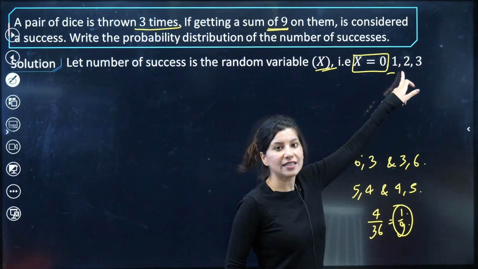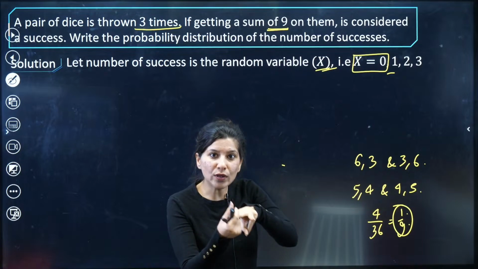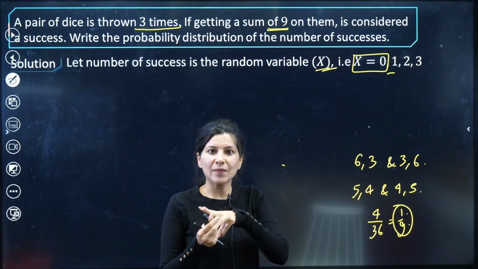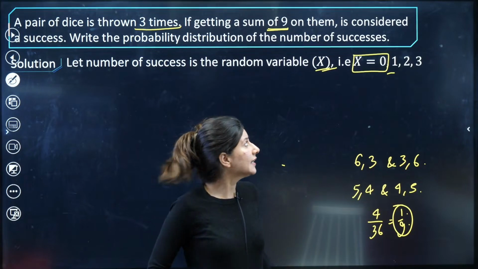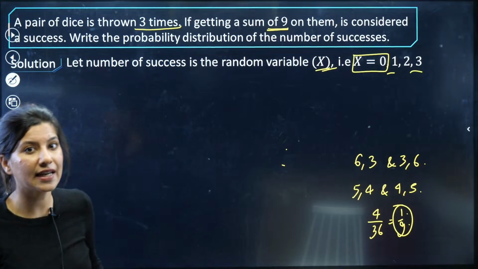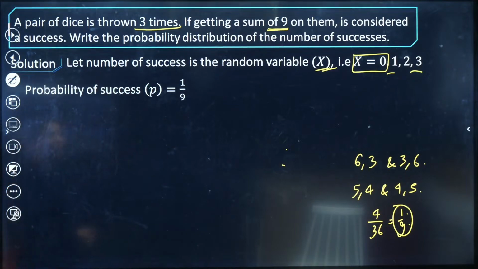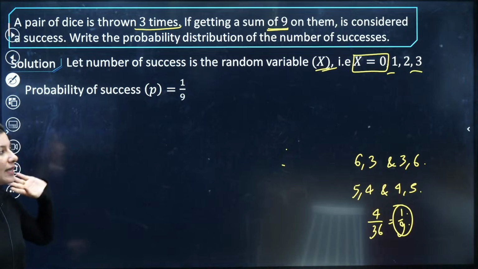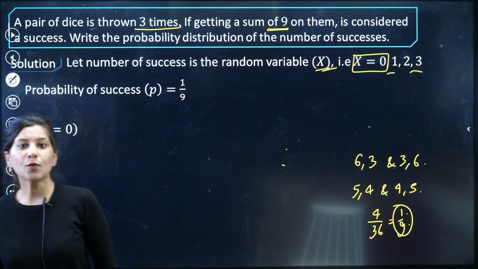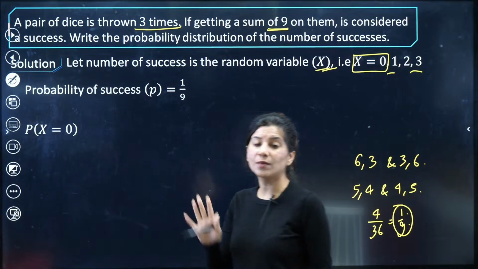And same thing, out of 3 times, 2 times I am getting a sum equal to 9 the first 2 times, and the third time I am not getting it. And if I get lucky, all 3 times I can get 9. So the probability of success clearly is 1 by 9. Probability of failure will be 8 by 9, right?